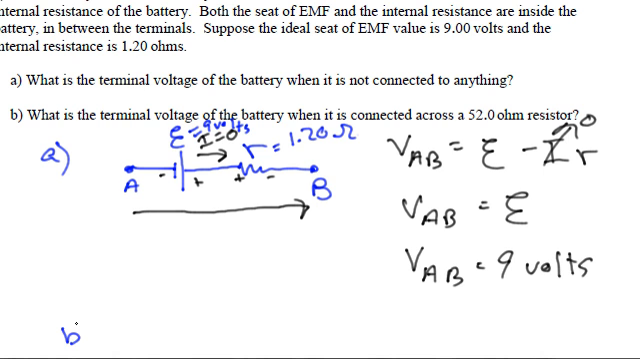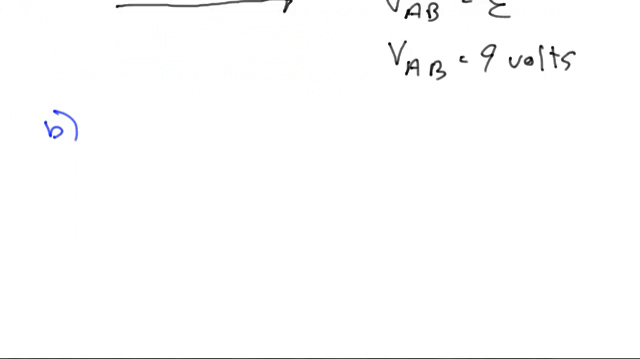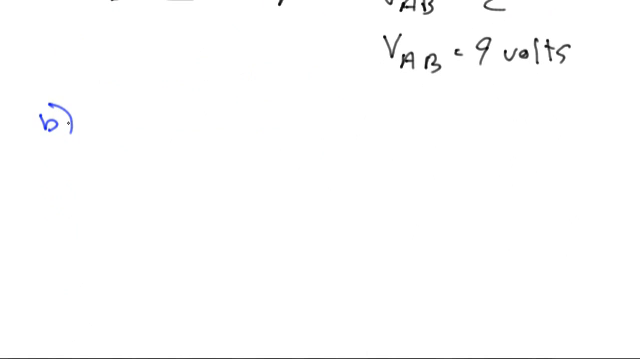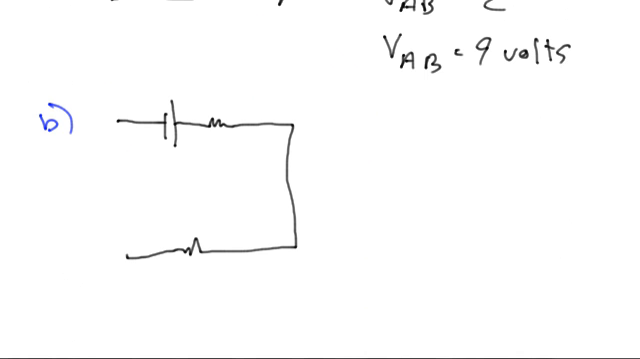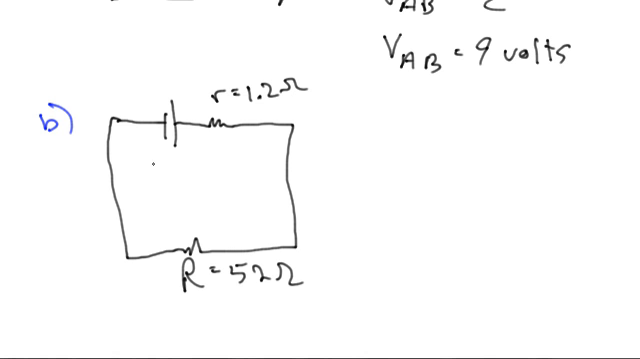Part B, terminal voltage when it's connected across a 52 ohm resistor. The circuit I've got then is seat of EMF, my little tiny resistor, all that's inside the battery, and then outside the battery I got R. So R is equal to 52 ohms, little r is equal to 1.2 ohms, script E is equal to 9 volts.